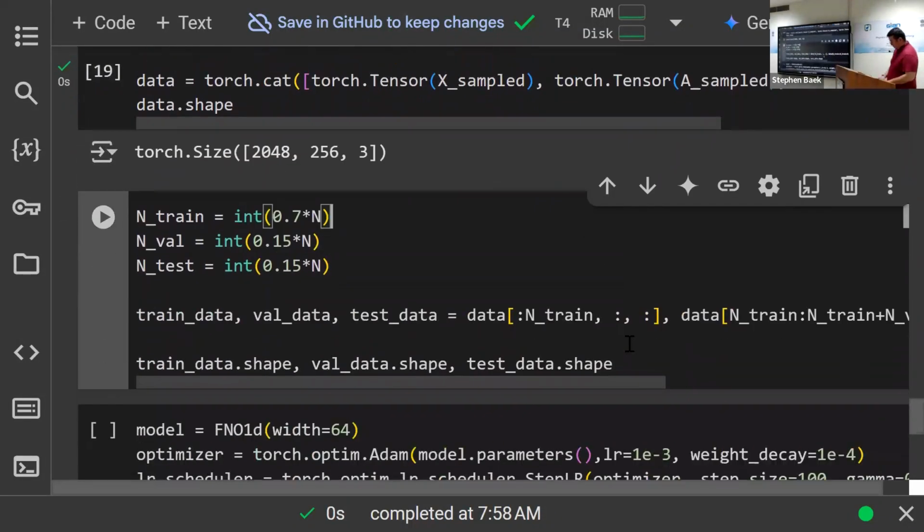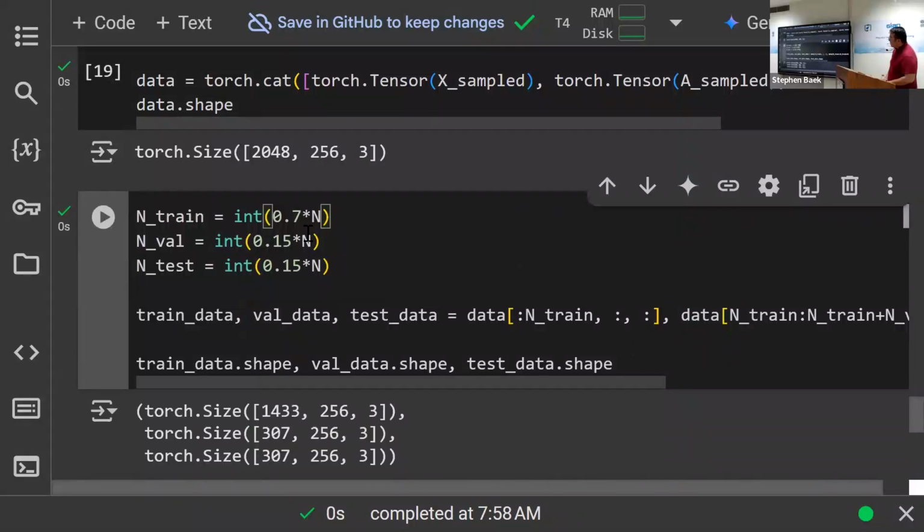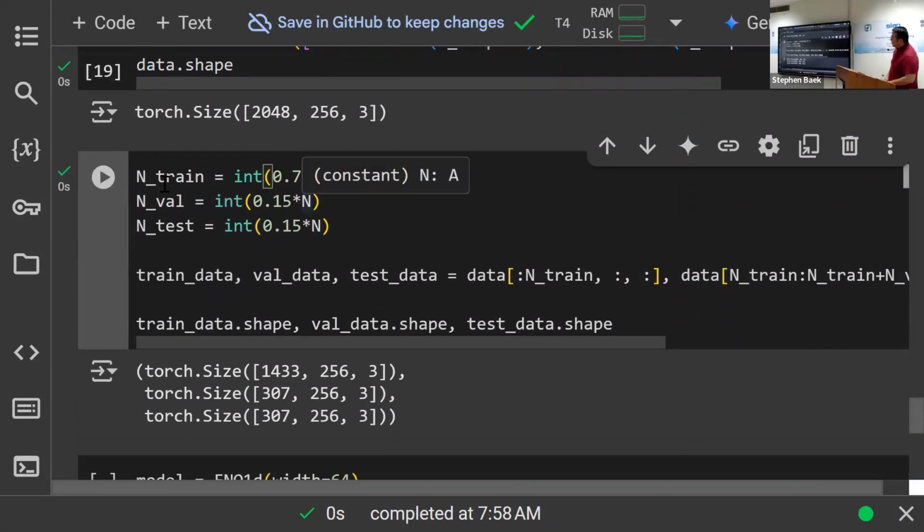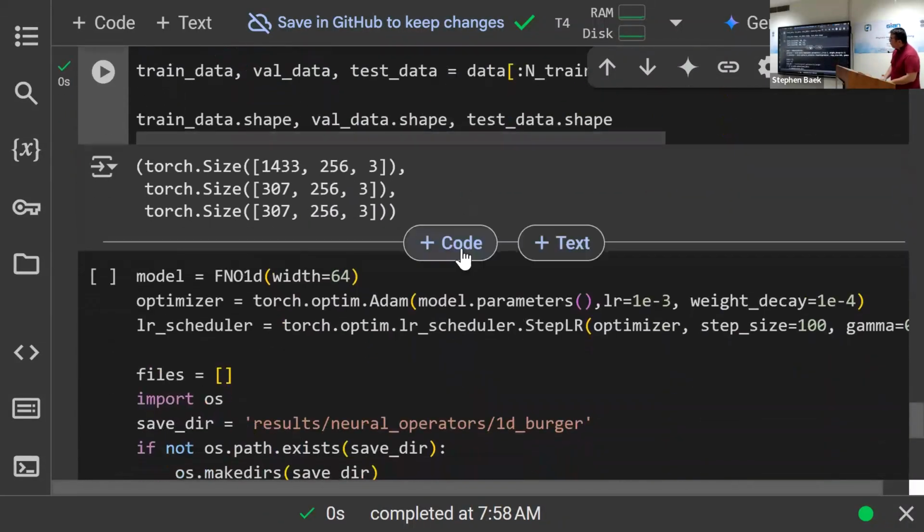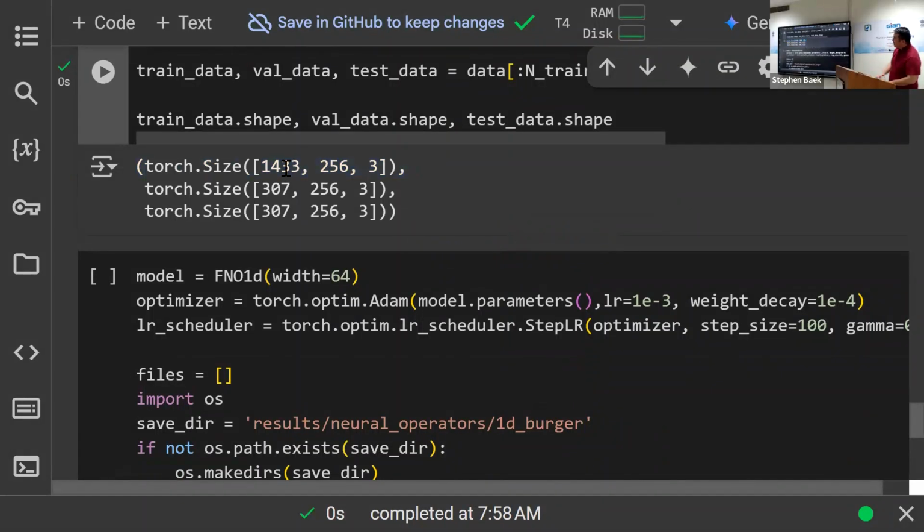make such a prediction. So here I split the data set into 70% for training, 15% for validation. So validation data set is for the monitoring of the training process. And then another 15% of the data set aside for the final evaluation of the result. So in terms of the total number, the training data set has 1,433 samples. And then the validation and test set have roughly 300 samples.